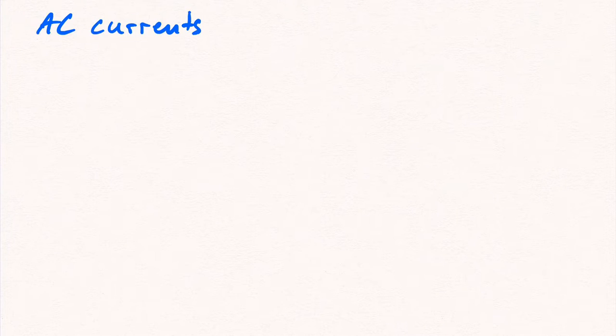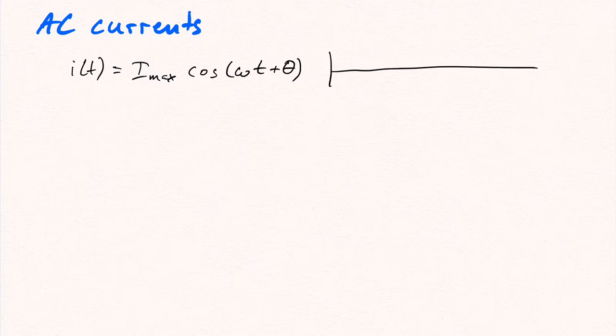When we talk about AC currents, we refer to currents that are a function of time and are often described by sinusoidal functions. For example, I max times cosine of omega t plus theta, which has this form here. And the maximum amplitude is given by I max.